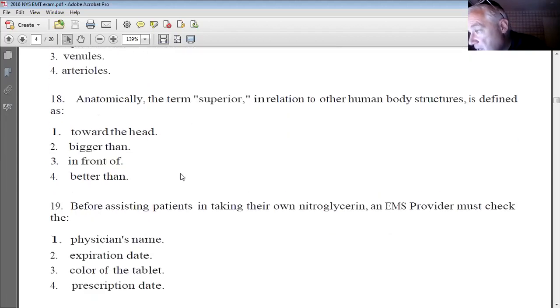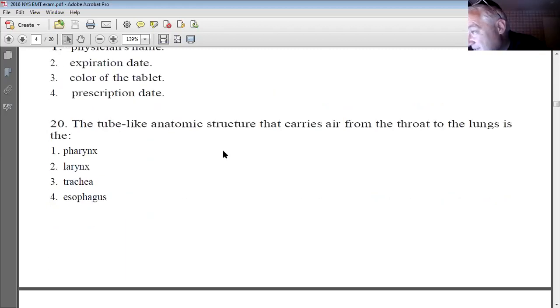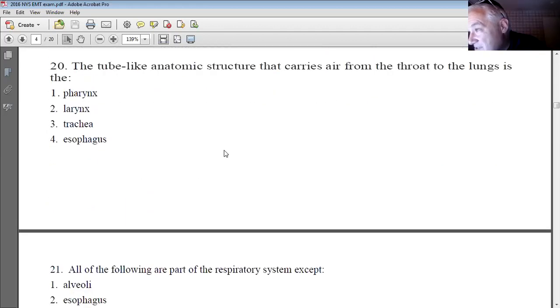Okay, so anatomically, so again, anatomy and physiology, anatomically, the term superior in relation to other body structures is defined as? Toward the head. Very good. So look at this. We could stop class tonight and you might be able to pass half the state exam.